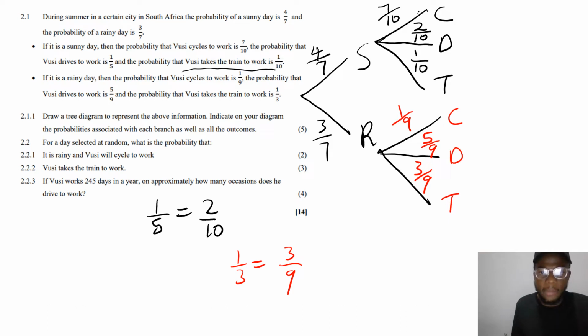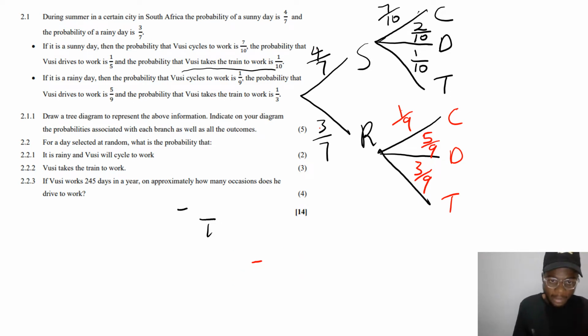Okay, perfect. And here, if you add all your numerators, it must give you your denominator. For example, 7 plus 2 plus 1 is 10, isn't it? And indeed 10 is our denominator. Even here, 4 plus 3 is 7, and 7 is our denominator. Here you can say 1 plus 5 is 6, 6 plus 3 is 9, and indeed your denominator is 9. You can just use it to confirm that you have drawn your tree very nicely. We are done drawing our tree diagram.